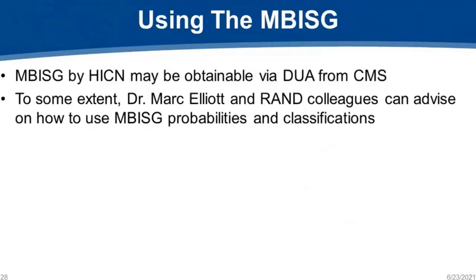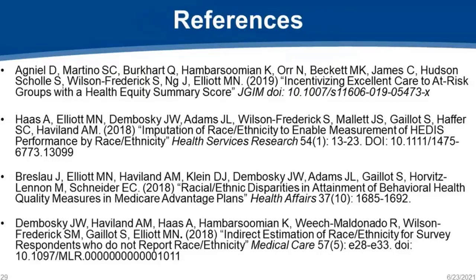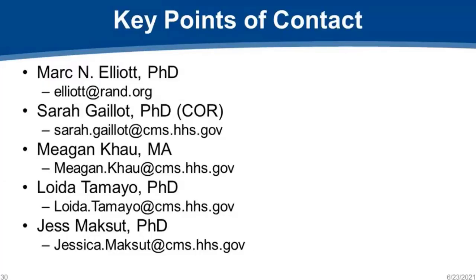And so just to echo what was said at the start. To the extent that there's interest in using BISG by HICN, this may be obtainable from CMS via the UA. There's a process that's in place, and to some extent, I and my colleagues may be able to help advise on the use of these approaches. And if you're interested in some of the work that was briefly described here, there are also some journal articles that describe some of this work in greater detail. And here's contact information for me and CMS colleagues, several of whom oversee this work, several of whom are on the call.